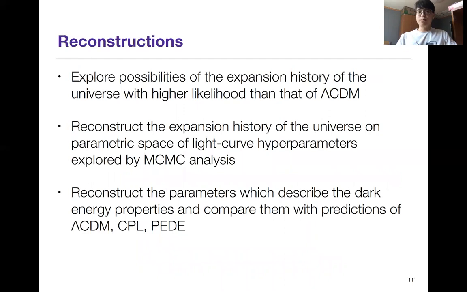This time, we explore possibilities of the expansion history of the universe with higher likelihood than that of ΛCDM. To do this, we have reconstructed the expansion history of the universe on parametric space of Likert hyperparameters explored by Markov Chain Monte Carlo analysis. Also, we reconstructed the parameters which describe the dark energy properties and compare them with predictions of the ΛCDM, CPL, and PEDE model.